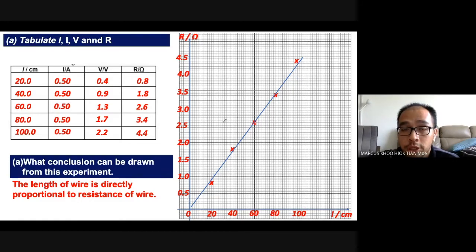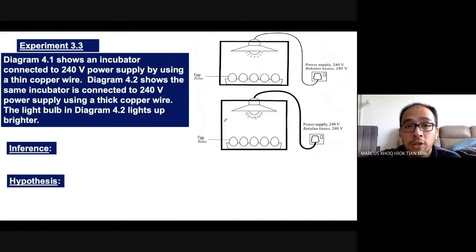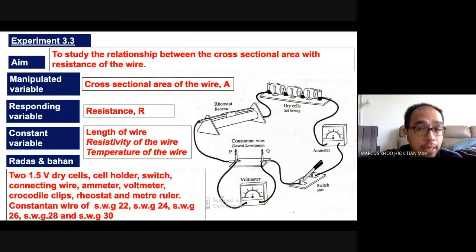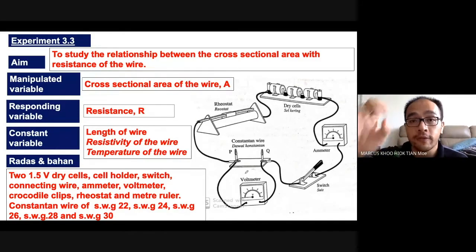Okay, directly proportional. So that is the experiment that you did not do. I didn't ask you to do it because I only asked you to do this one. Okay, the cross-sectional wire. We use a thin wire and we use a thick wire. Okay, and so your hypothesis is the larger the cross-sectional area of the wire, the thicker the wire, the lower the resistance. Okay, and so this same setup, look at the setup, always the same. Only what changes in this experiment is the thickness of the wire. You use a different thickness of the wire.